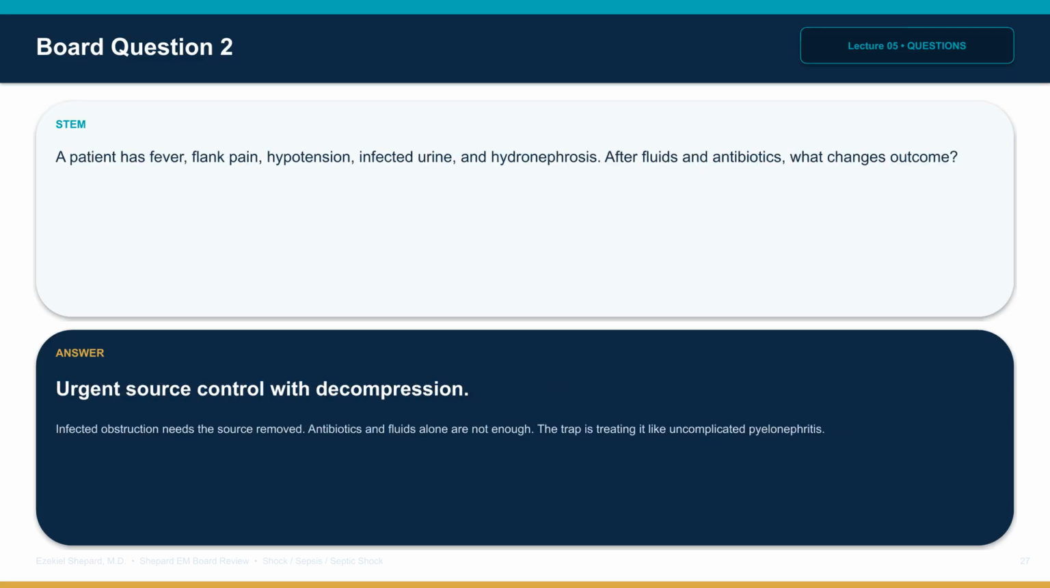Question 2. A patient has fever, flank pain, hypotension, infected urine, and hydronephrosis. After fluids and antibiotics, what changes outcome? The answer is urgent source control with decompression. The trap is treating an obstructed infected stone like uncomplicated pyelonephritis.